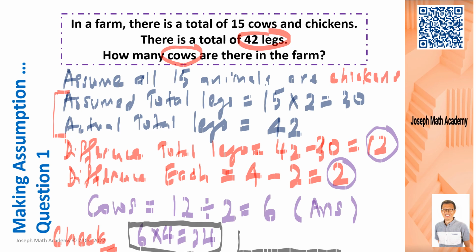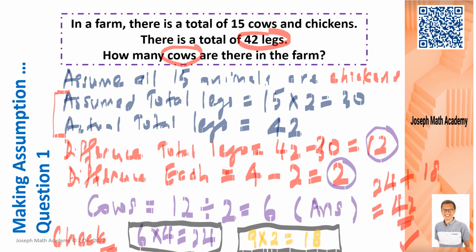Then the one that belongs to the chickens: if there are 6 cows, that means there must be how many chickens? Yes, 9 chickens, because 15 minus 6 is 9. So 9 chickens, 2-legged, will be 18. So is the total correct? 24 plus 18 is, yes, 42. So the check is correct. Making an assumption is actually not difficult.